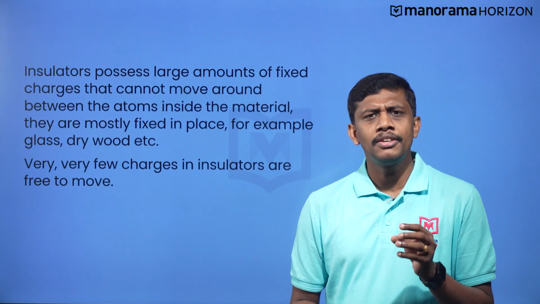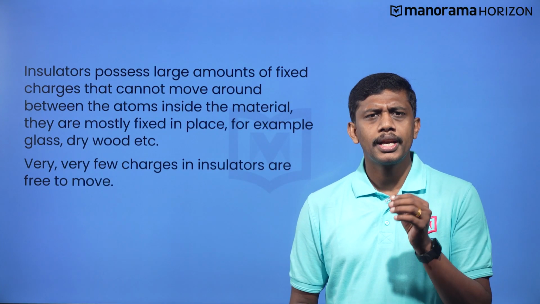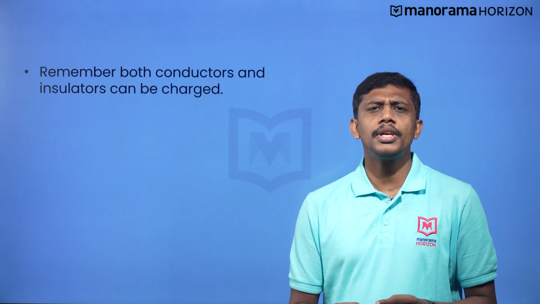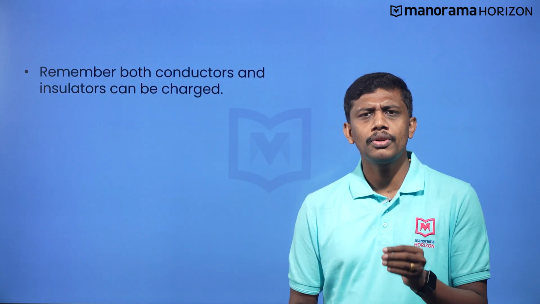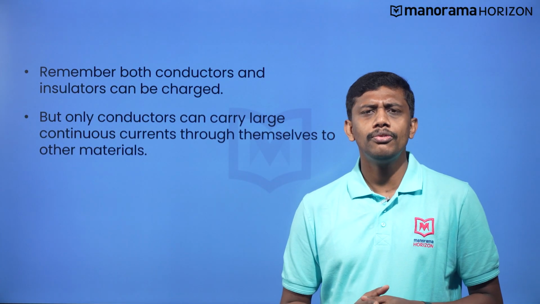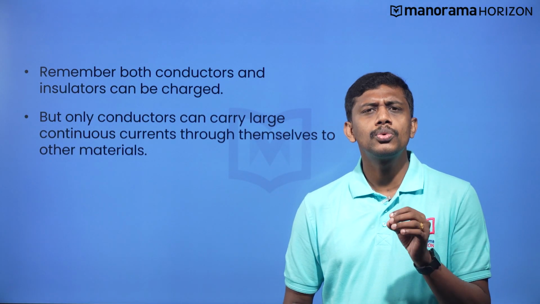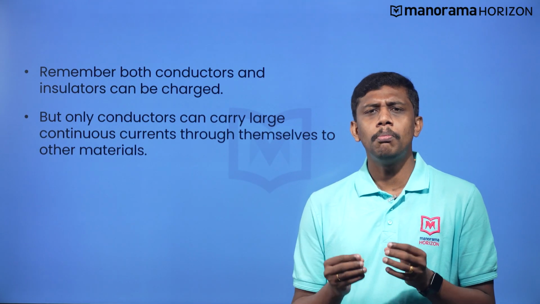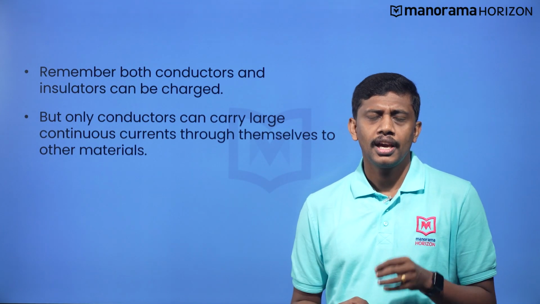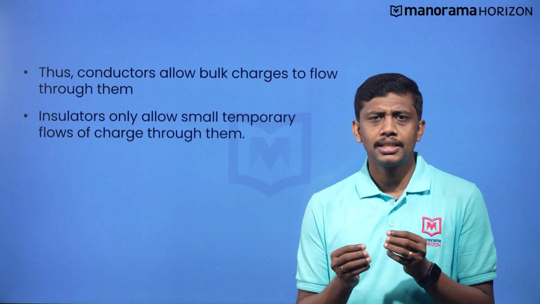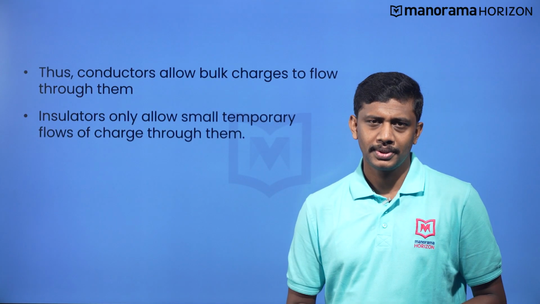When we rub different insulators together or rub a conductor with an insulator, it is these very small number of free charges that move from one material to another, creating a small imbalance of charge. So, to reinforce what we have learned so far, conductors allow bulk flow of charges. Insulators don't. Both contain plenty of charge, but only mobile charges can support conduction.